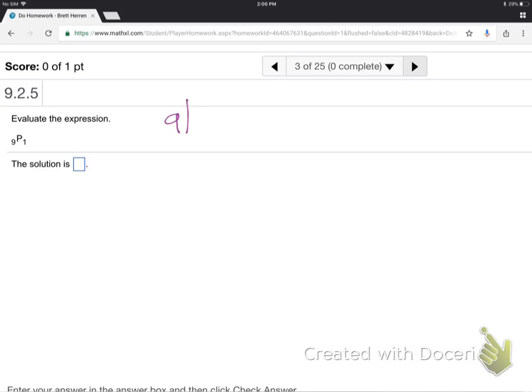So it says 9P1. How do we do that? What do we start with? Start with 9, do 1 number. Done. 9. Your calculator will tell you that too. All right? We good? Easy enough?